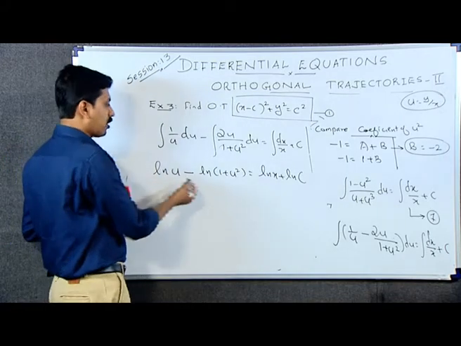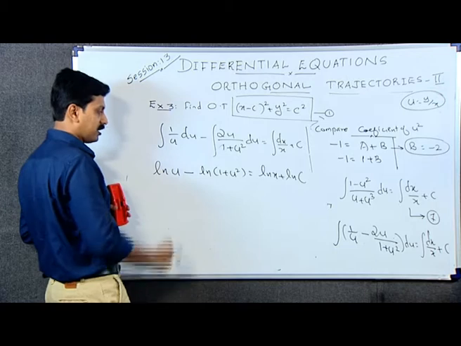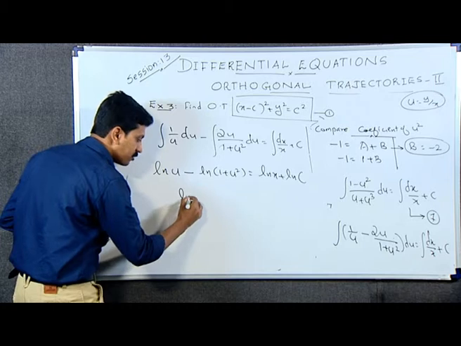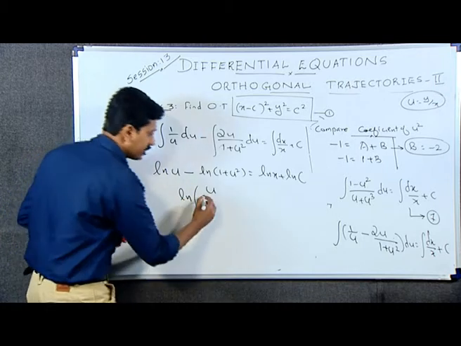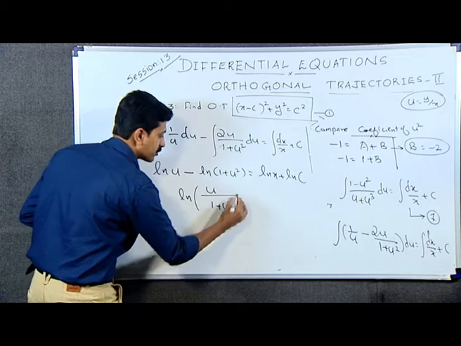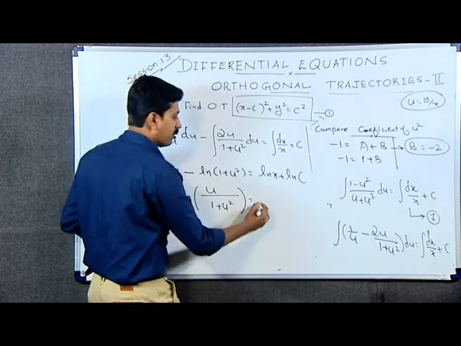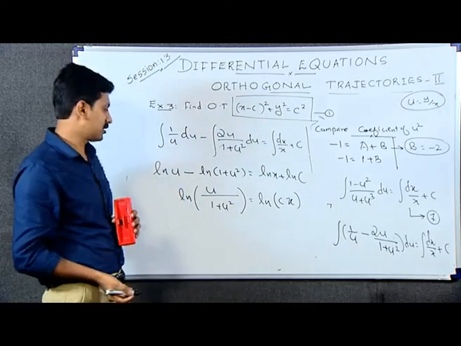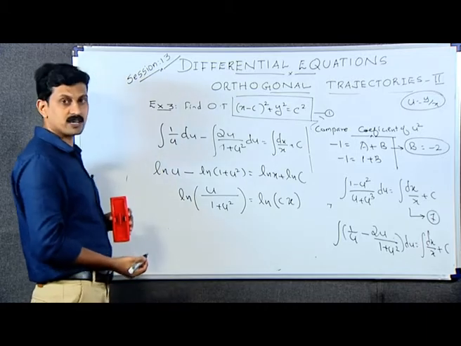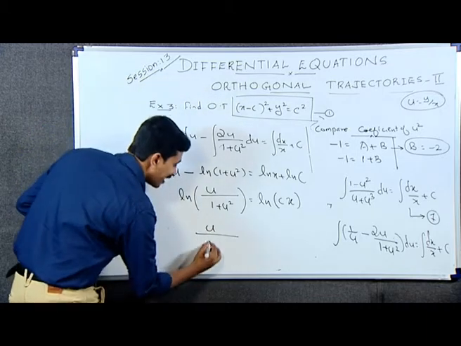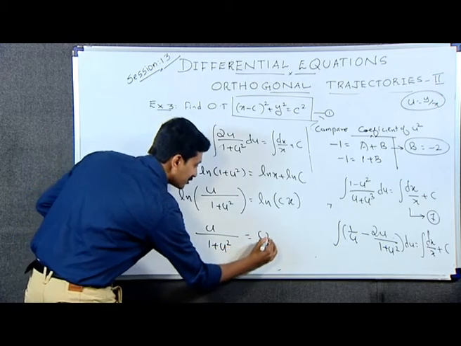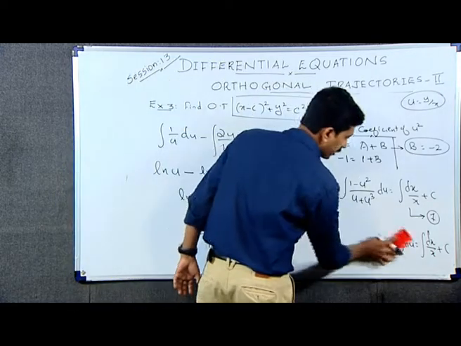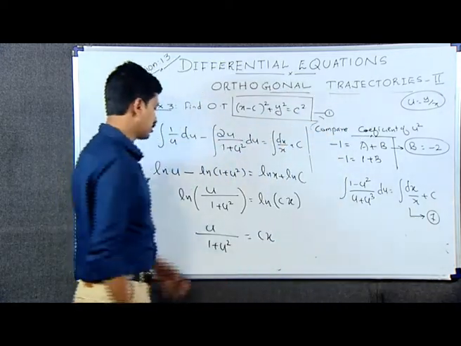So, log u minus log of 1 plus u square, using log a minus log b as log of a by b, that is log of u divided by 1 plus u square, is equal to log a plus log b as log of a b, so log of c x. Taking the exponential on both sides, we will have u divided by 1 plus u square is equal to c x. This is actually the solution of equation 7.